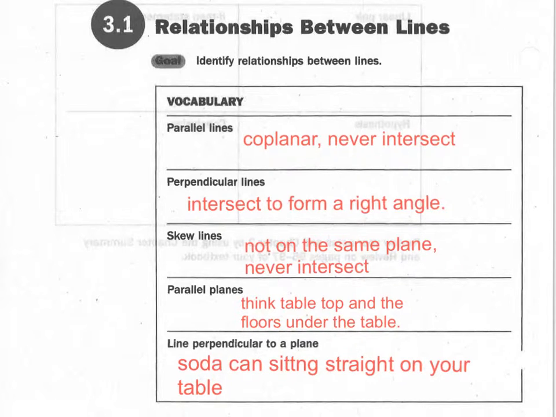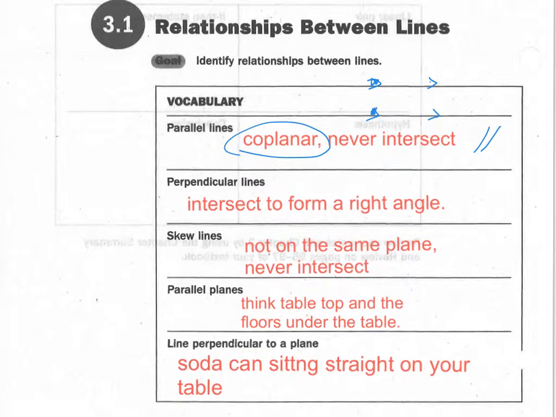Parallel lines. I want to point out that parallel lines are coplanar lines, meaning they're always on the same plane and they never intersect. We use this symbol to express parallel lines. And in a diagram, if we pretend that this is a diagram, these two lines are parallel because I put little arrows. Sometimes you see the arrows are solid like this. That means these two lines are parallel. Again, parallel lines are always on the same plane.